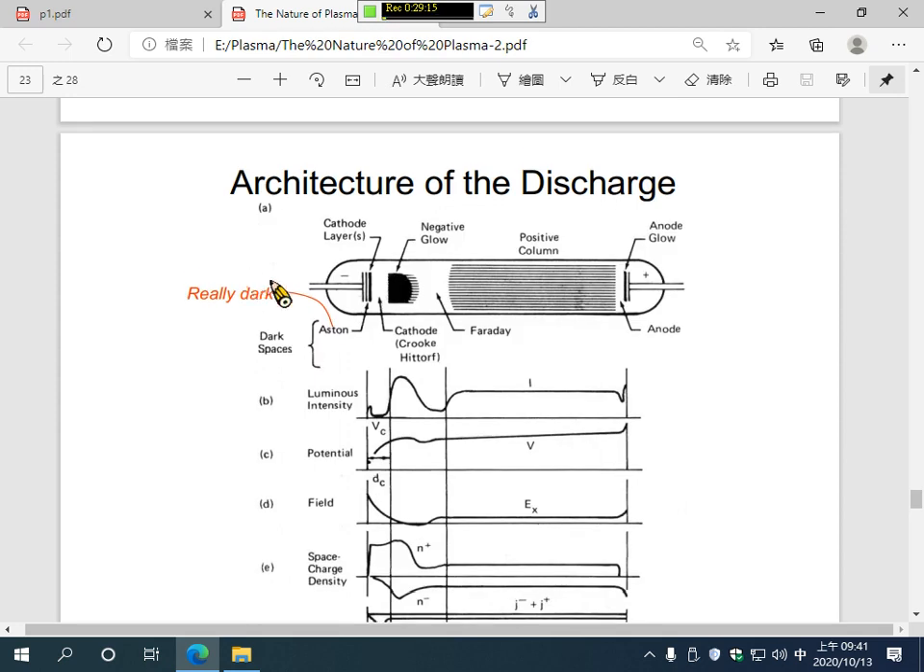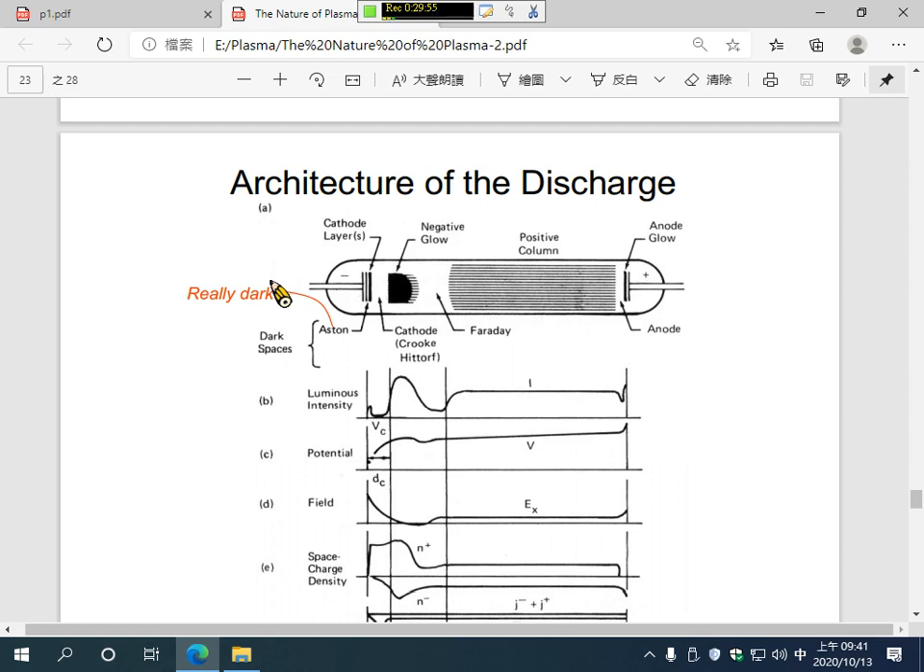So the cathode layer thickness is P times D, and D is the DC. The cathode layer is here, okay. So if we have a system with a normal cathode layer thickness equal to 1 centimeter tall, and you generate a plasma at a pressure of 0.1 torr, okay.